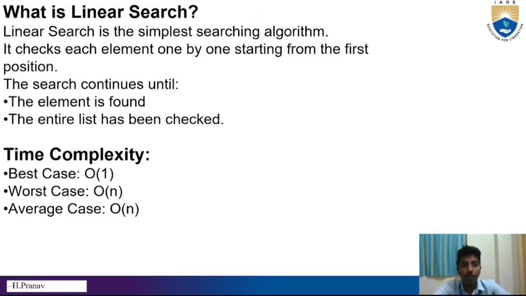So, what is linear search? Linear search is the simplest searching algorithm. It checks each element one by one, starting from the first position. The search continues until the element is found or the list has been checked completely. Every search has its own time complexity, which has the best case, worst case, and average case. For linear search, the best case time complexity is O of 1, the worst case is O of n, and the average case is also O of n.